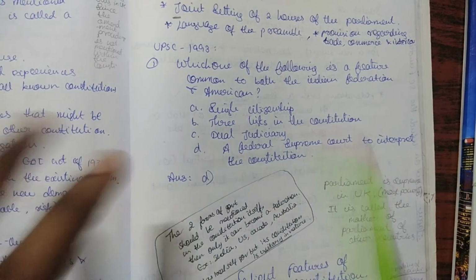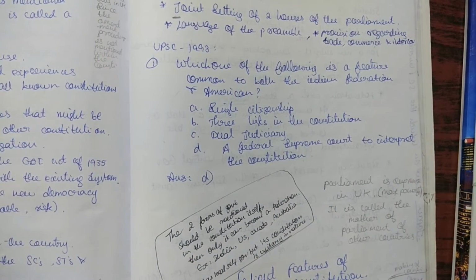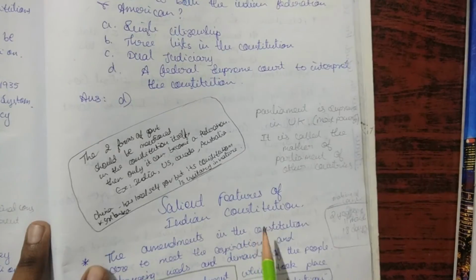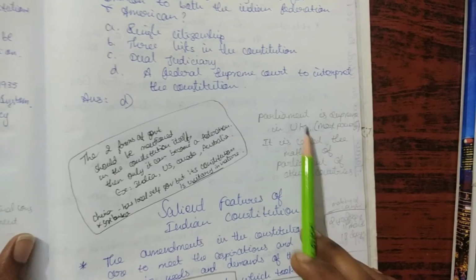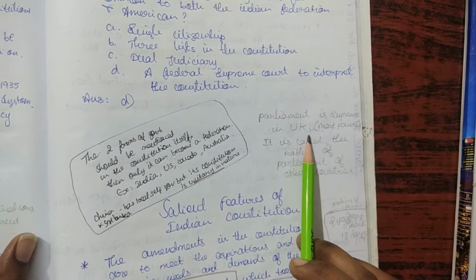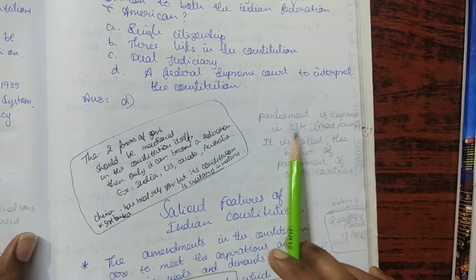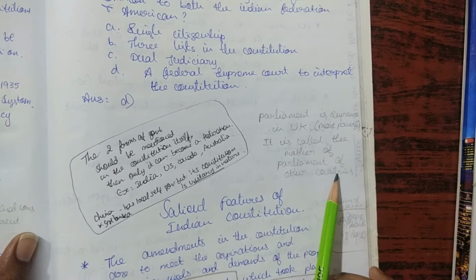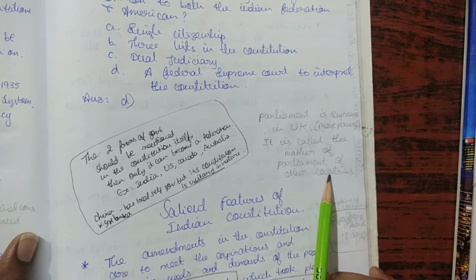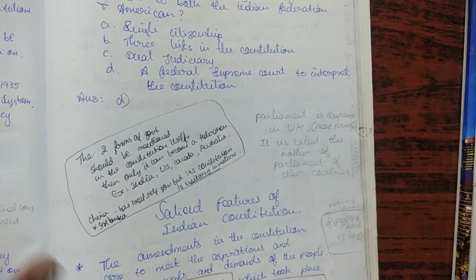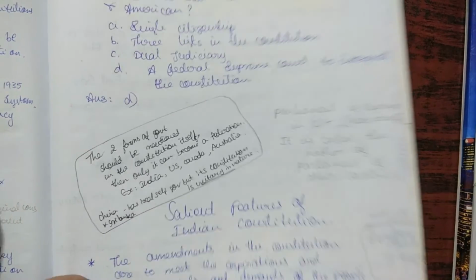Right, so this is all about the sources of the constitution and a few GK-like questions. Parliament is supreme in the UK. So in the UK, the parliament is supreme, the most powerful. That is why the UK parliament is called the mother of parliaments of other countries. For all other countries, the UK parliament is the mother of parliaments.